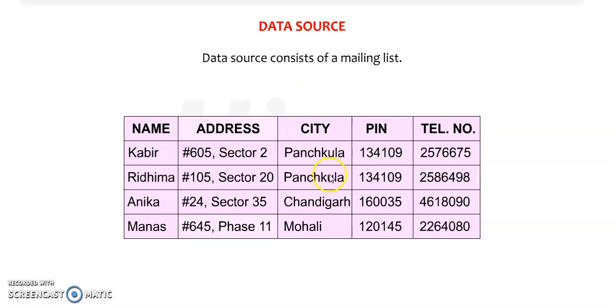First is the data source. We have to know about the data source. It consists of a mailing list. This is the mailing list of our 4 friends, to all of whom we have to send the same message. So we have to include this in the data source. Data is organized in tabular form along with the field names. These are the field names. You can see name, address, city, PIN, telephone number.